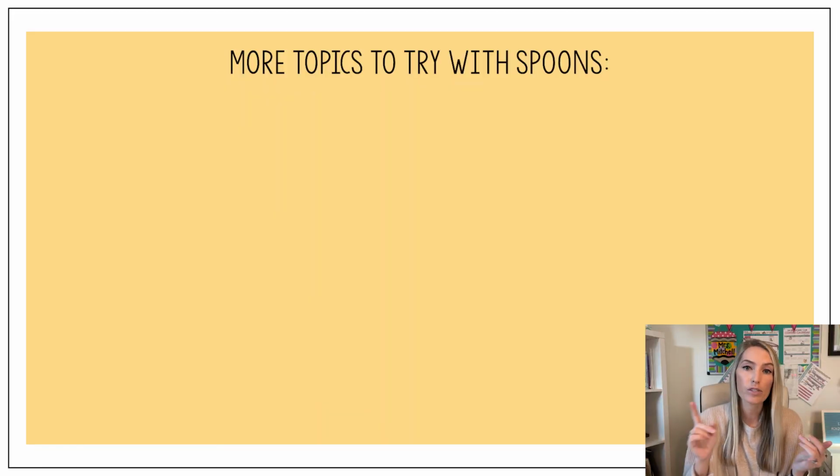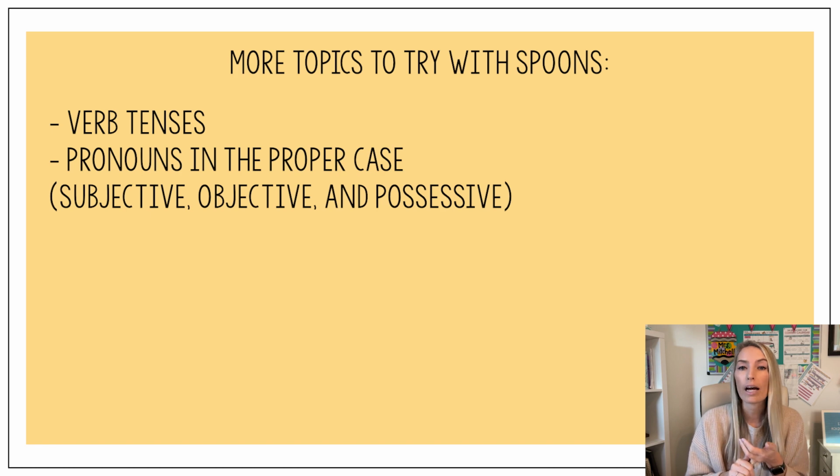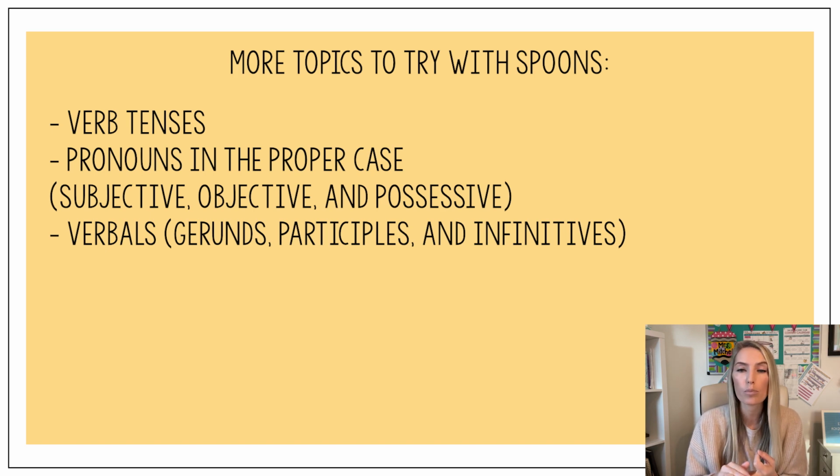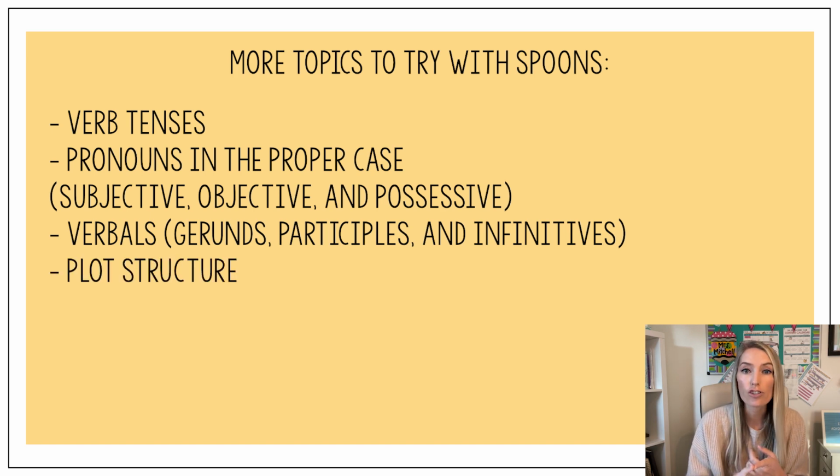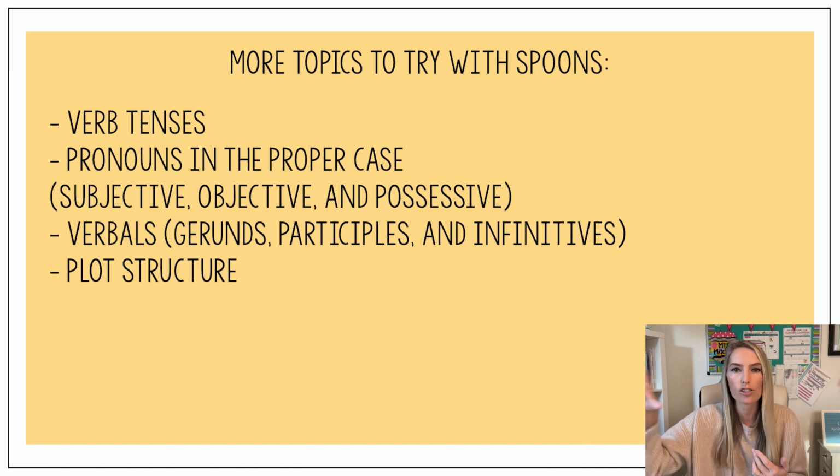And you can even just take a response to literature that you or a student has already written, and with a few small adjustments, those sentences from the essay become your sample sentences for the game. It's so easy to take something you already have and make it interactive for your students. Some other topics to try with spoons might be verb tenses, pronouns in the proper case, so subjective, objective, possessive. You could do verbals, including gerunds, participles, infinitives, plot structure cards, right? For exposition, rising action, climax, falling action, resolution.